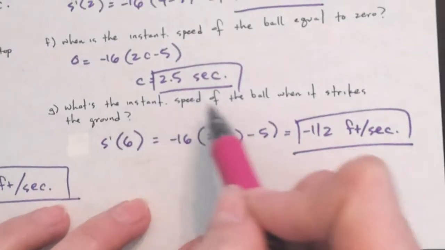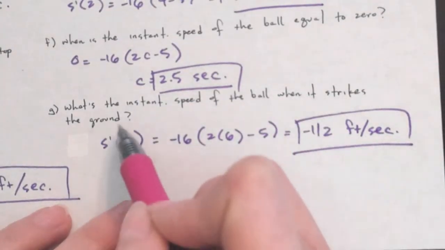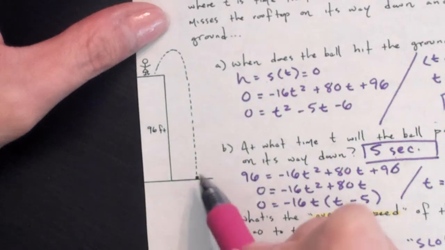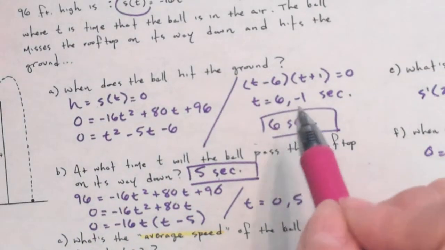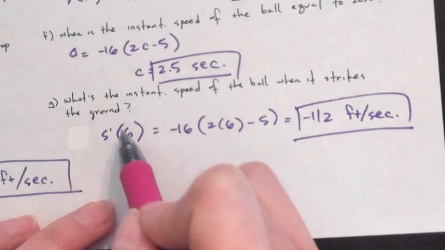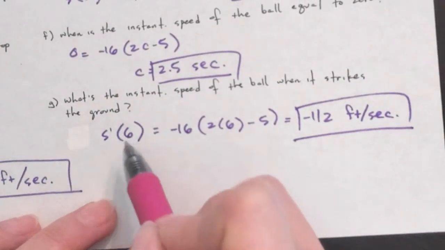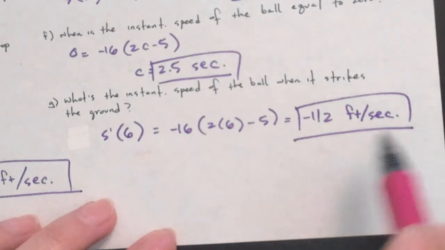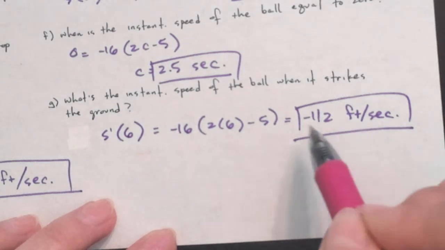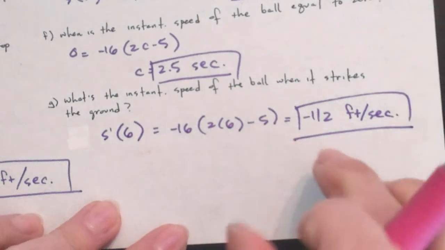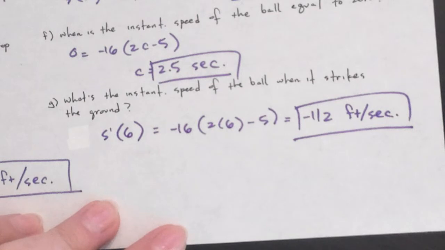All right, when is the instantaneous speed of the ball when it strikes the ground, okay? So when does it strike the ground? At what time are we hitting the ground? We're hitting the ground at 6 seconds. So that's why here, instantaneous speed is s prime, and then we're plugging in 6, and then we get -0.5 feet per second. So when it hits the ground, oh, sorry, not -0.5, -112 feet per second.